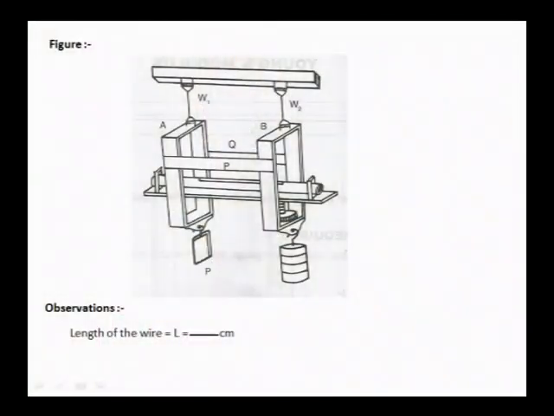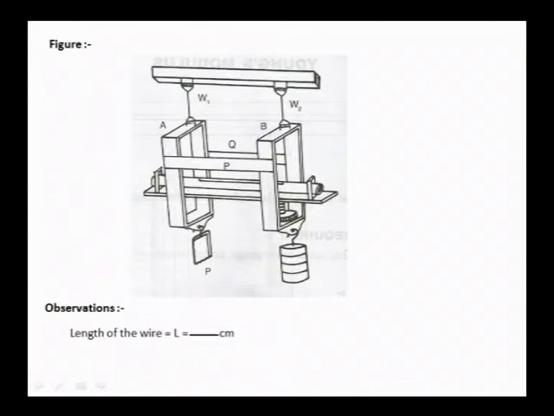This is the picture or slide which shows us the apparatus, Searle's apparatus, to conduct the experiment for the modulus of elasticity, Young's modulus of elasticity. The two sample wires W1 and W2 are connected to the Searle's apparatus at A and B. The wire W1 is subjected to a dead load P, whereas the wire W2 is subjected to variable loads.